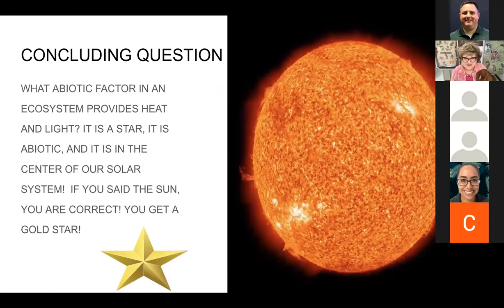Okay, here's our concluding question. Let's see if you can answer it. What abiotic factor, what non-living factor in an ecosystem provides heat and light? I'll give you a hint. The picture is on the right. It's a star. It's non-living, and it's the center of our solar system. If you said the sun, you are correct. You get a gold star.